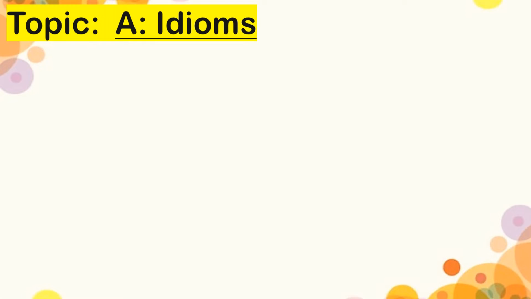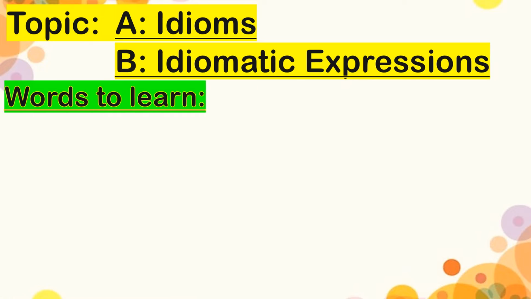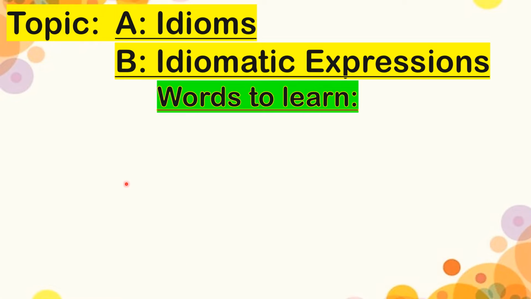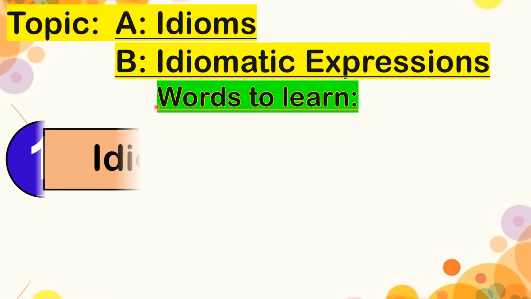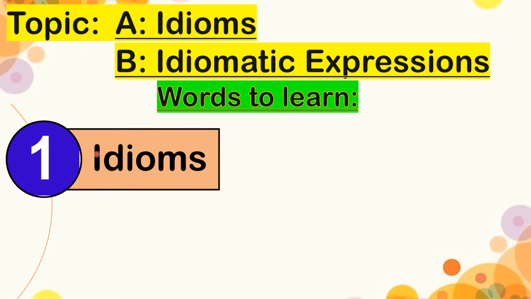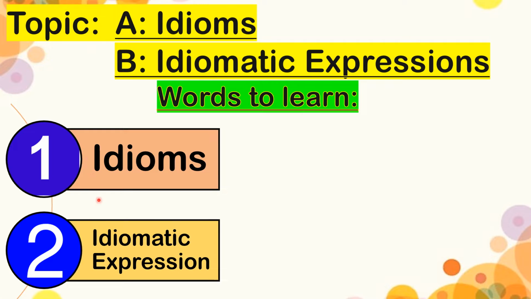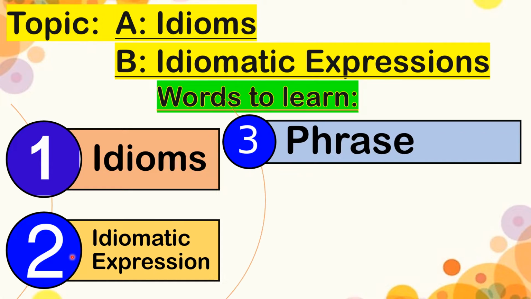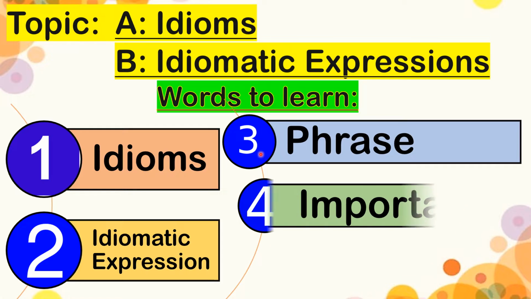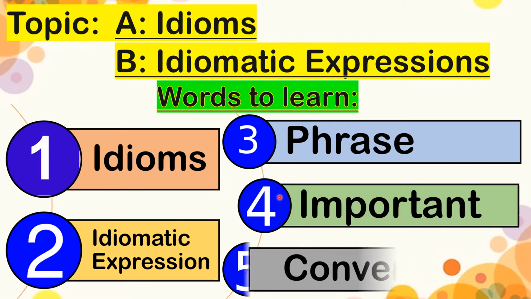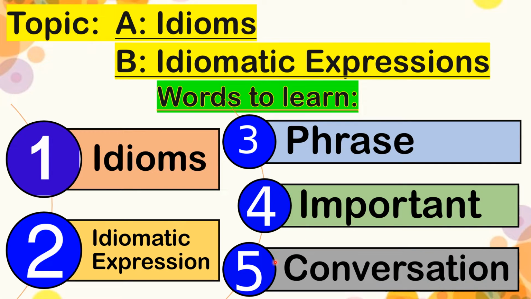So class, our topics this week are about idioms and idiomatic expressions. So these are the words to learn. Please repeat after me so you can still practice your reading skills and your speaking skills even if you're just at home. Are you ready now? Let's start reading. Number one, idioms. Number two, idiomatic expression. Number three, phrase. Number four, important. And number five, conversation.